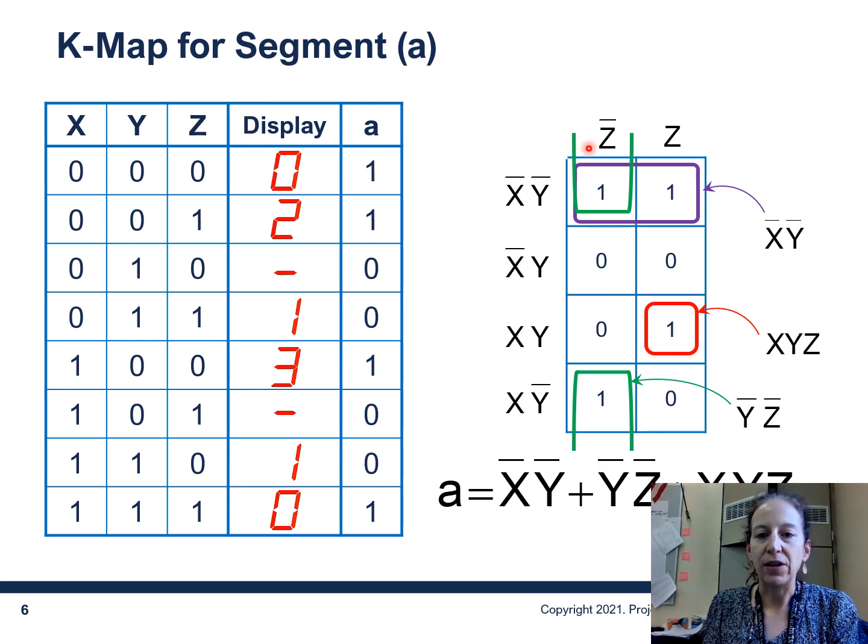And so we have a group of 2, we have a group of 2, we have this rogue 1 here that doesn't group with anything. This group is X bar, Y bar. This group right here is, what is that? Z bar, Y bar? Or Y bar, Z bar. And then this one is all by itself. So underneath my face there, it says A equals X bar, Y bar plus Y bar, Z bar plus XYZ. Okay, which is this one right here, and it doesn't go with anything else. And that's your simplified Boolean expression for segment A. And you will need to do that for all of the segments.